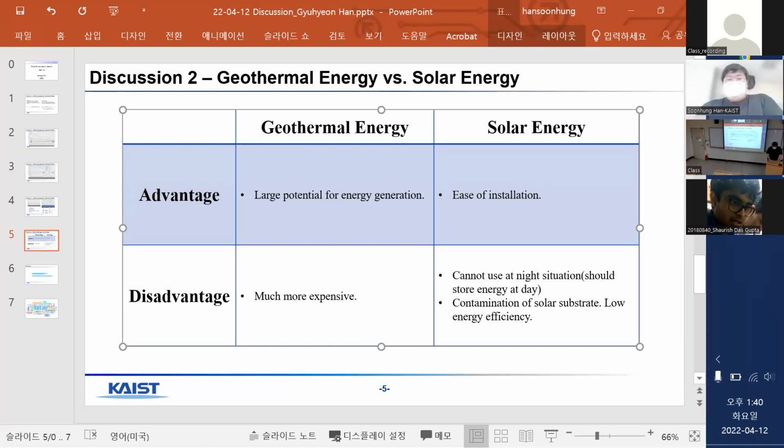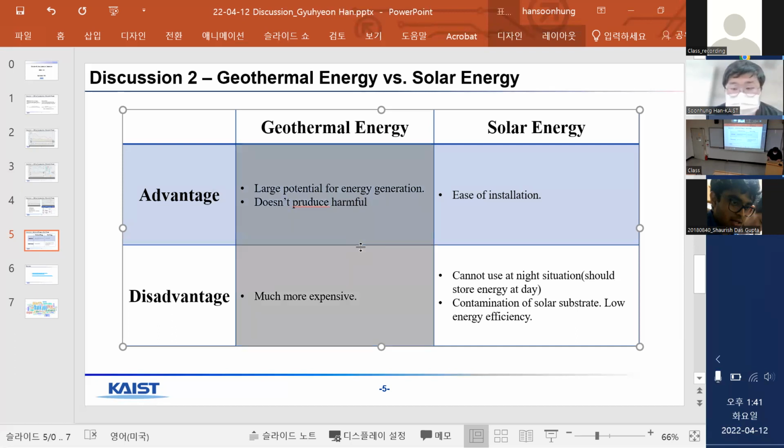So I want to ask for one last opinion. Maybe geothermal energy is good because it doesn't actually create any harmful emissions, so it could be environmentally friendly. Chemicals.